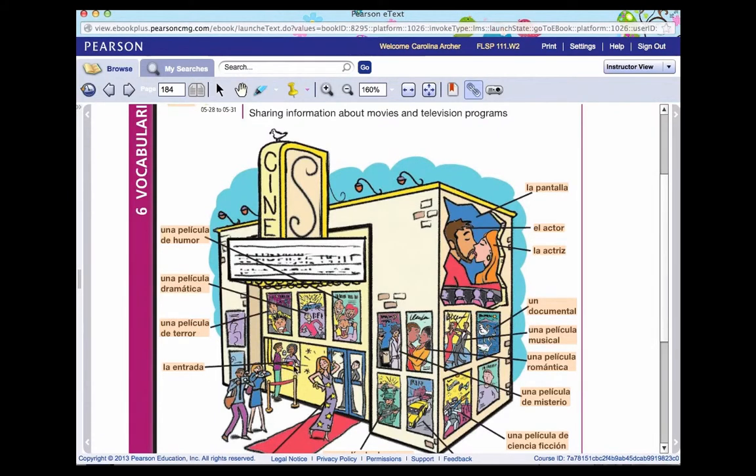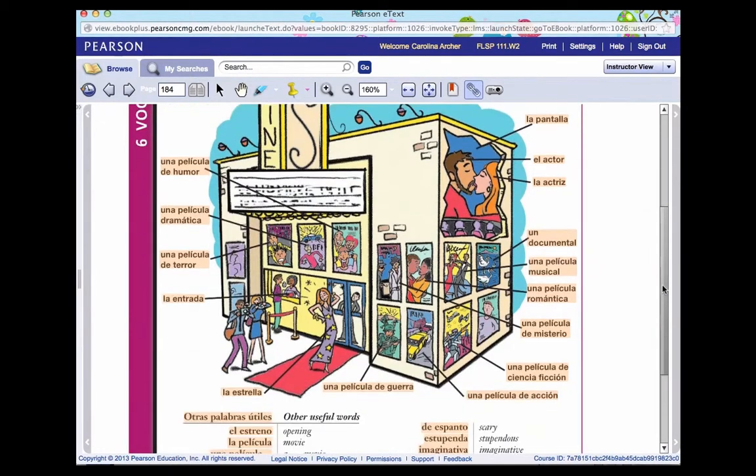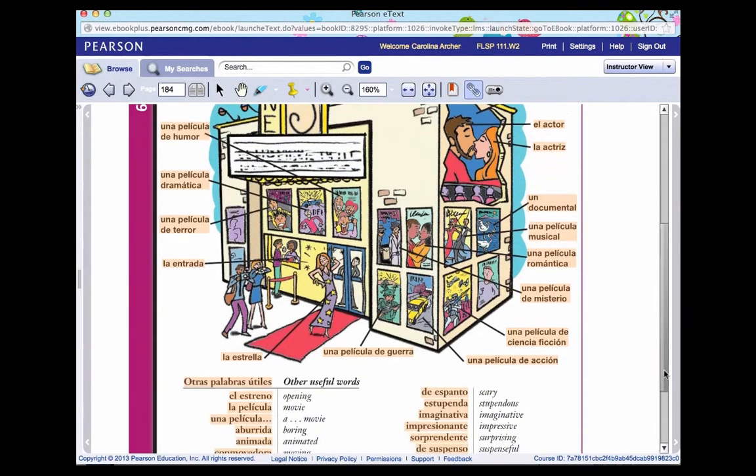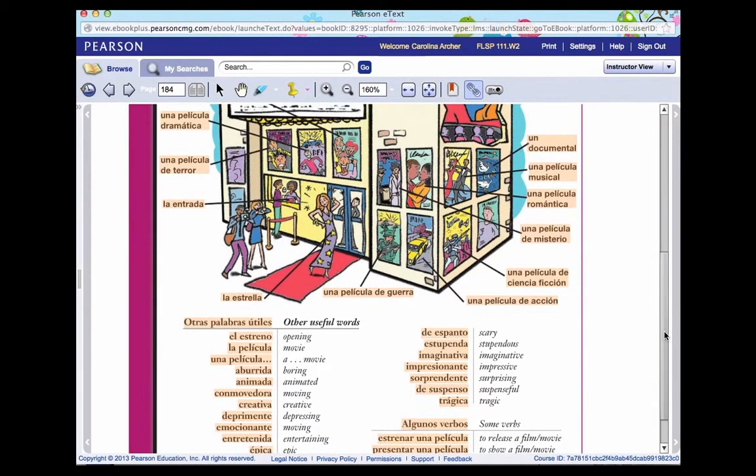La entrada, the ticket, la entrada. La pantalla, the screen. El actor, the actor. Y la actriz, the actress. Un documental, documentary. Una película musical, a musical. Una película romántica. Una película de misterio. Una película de ciencia ficción. Una película de acción. Una película de guerra, war movie. Y la estrella, the star. So there are a lot of cognates here. La estrella, the movie star.